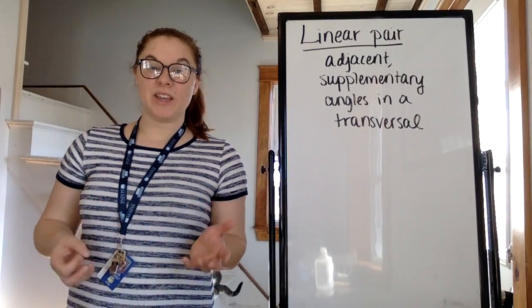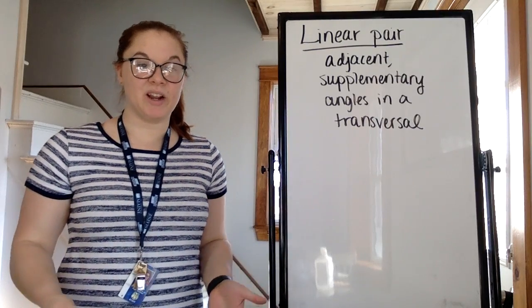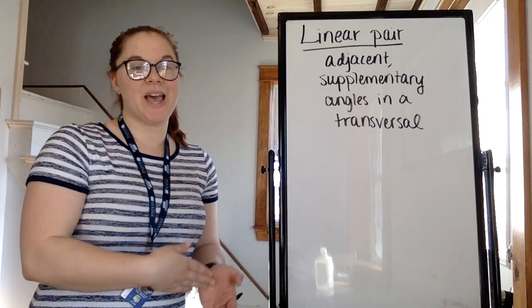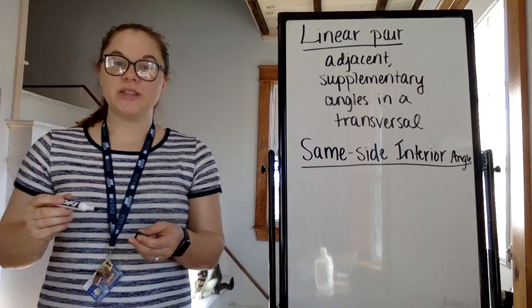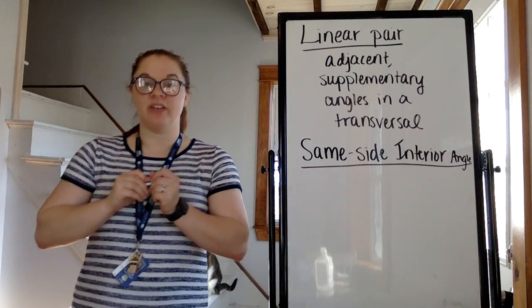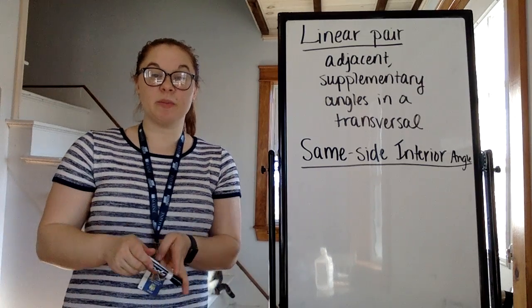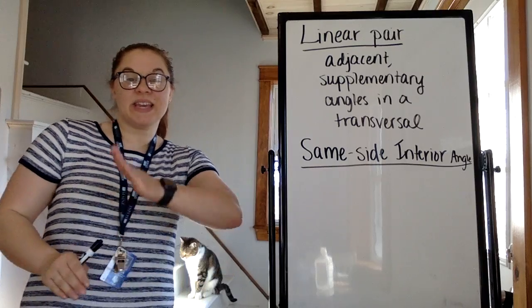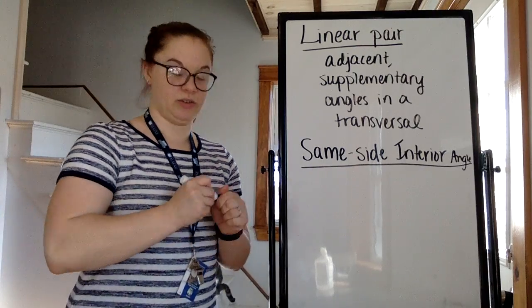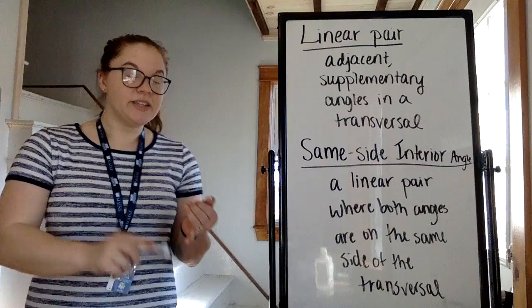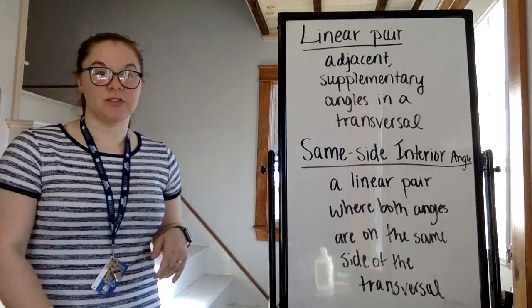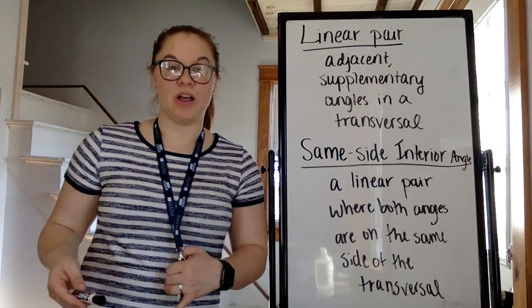Next, we have a specific type of linear pair. It's called a same side interior angle. So this same side interior angle is a linear pair because it's adjacent angles and they're supplementary, but they're on the same side of the transversal. So again, linear pair, but they're on the same side of the transversal. So let's take a look at an example of this.